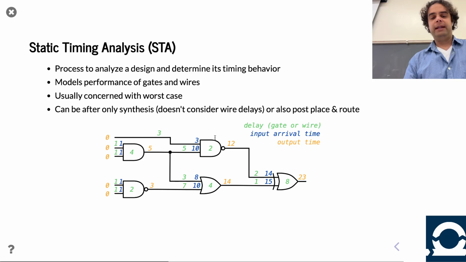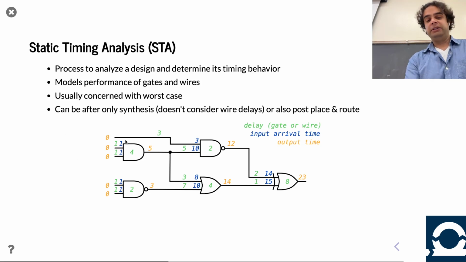For example, at this NAND gate, we have one input arriving at 10 units of time and one arriving at 3 units of time. We're worried about the worst case, so we're going to think about 10. This gate takes 2, so the output is going to change at the latest at 12 time units. Going across this wire, we say it takes 2 units of time, so it arrives over here at 14 units. Once again, this one changes earlier than that one, and in the worst case, we care about this one.